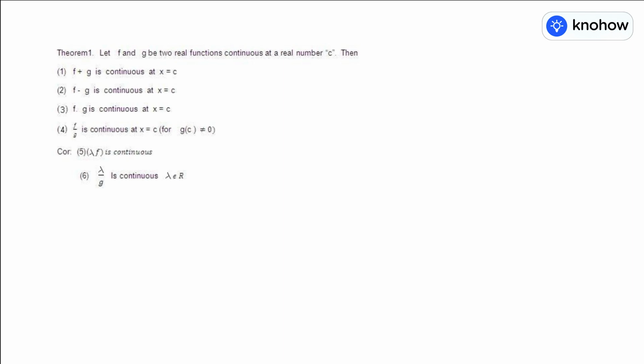Corollary, there are connected results. Number 5, lambda times f is continuous. And number 6, lambda divided by g is also continuous, such that lambda is a real number.